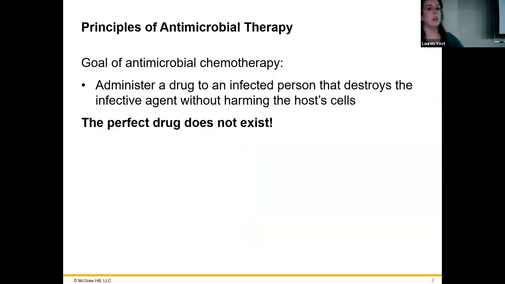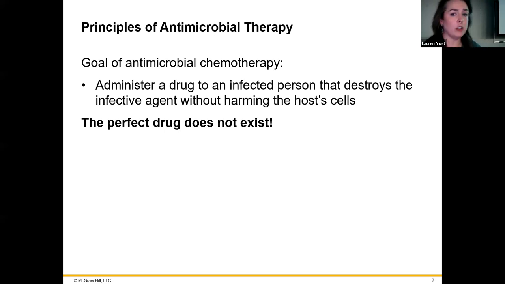Okay, so start with antimicrobial therapy, administering drugs to people to treat them. Now, we call it chemotherapy. I want to be clear about this. It is chemotherapy. Anytime you're treating somebody with a chemical, that's chemotherapy. So don't overthink that term. It doesn't mean cancer treatment.